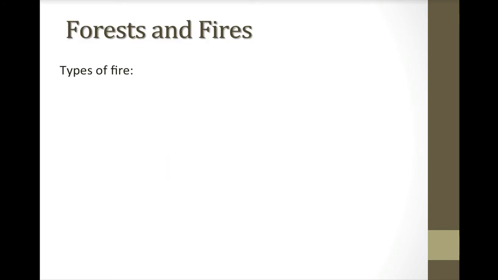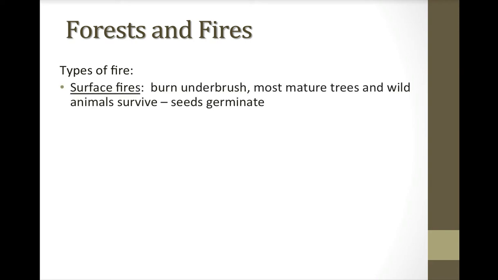So first of all, there are several types of fire that can occur in a forest. Not all fire is equal. First of all, we have surface fires. Surface fires burn the underbrush, and most mature trees and wild animals will be able to survive. One of the cool things about surface fires is that there are a lot of different types of trees, including the giant sequoias, where the seeds require forest fires in order to be able to germinate.